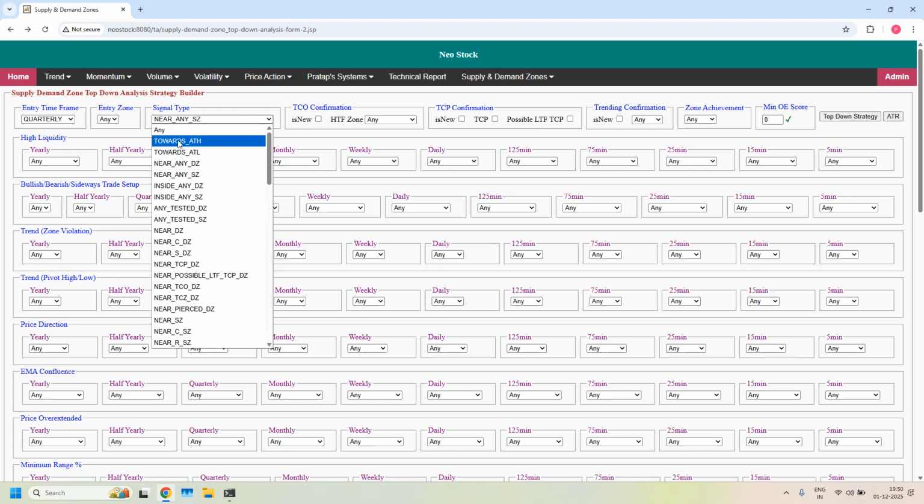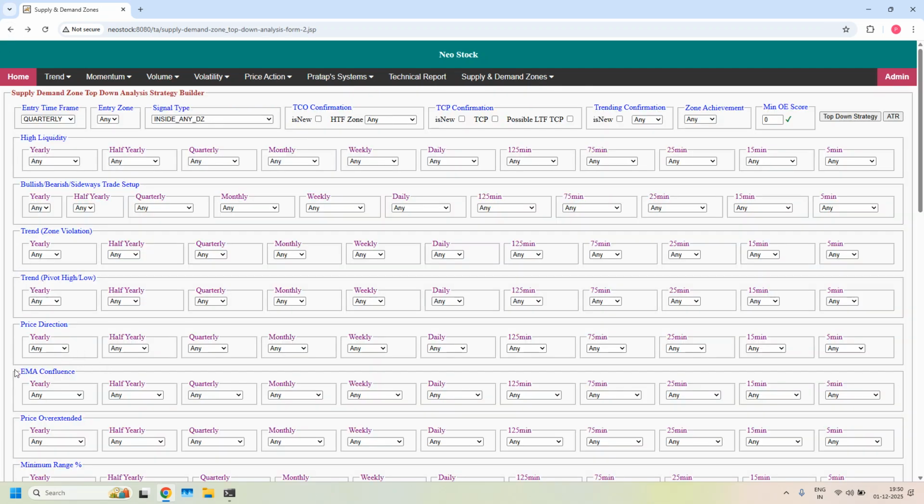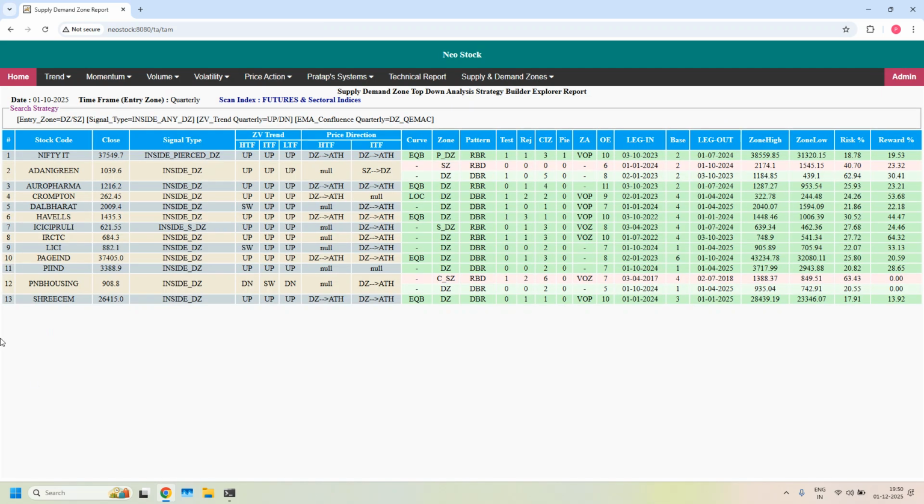Next, price closed inside the quarterly demand zone, we got 21 stocks. Further, we are applying EMA confluence filter on these 21 stocks. That is EMA confluence at quarterly demand zone, having quarterly EMA confluence. At the same time, trend on the quarterly should not be sideways. It can be up or down trend. Let's filter. We got 13 stocks.